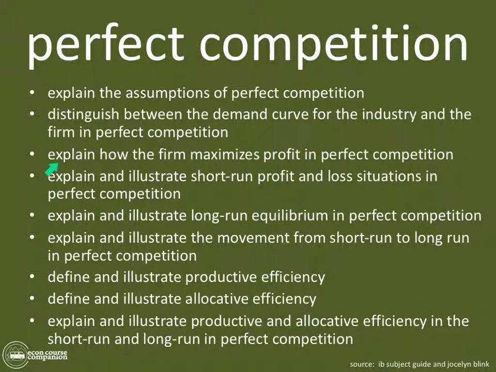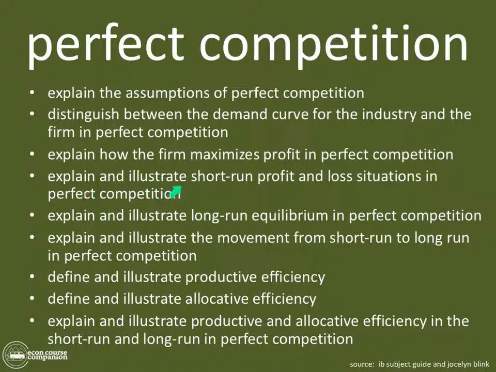Number three, you need to be able to explain how the firm maximizes profit in perfect competition. Where does it maximize profit? How does it do it? Where is that point of the profit maximizing level of output? And the profit maximizing level of output is always where marginal cost equals marginal revenue. Can you show that in the diagram and explain that in perfect competition?